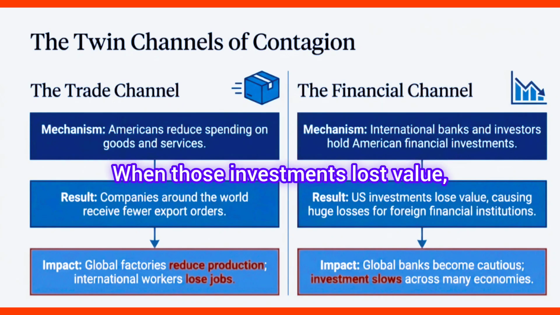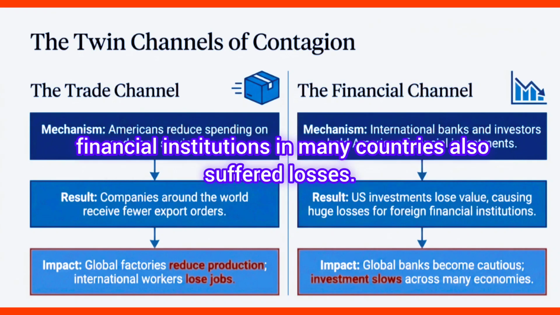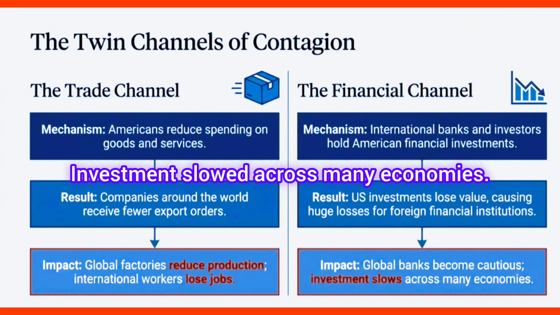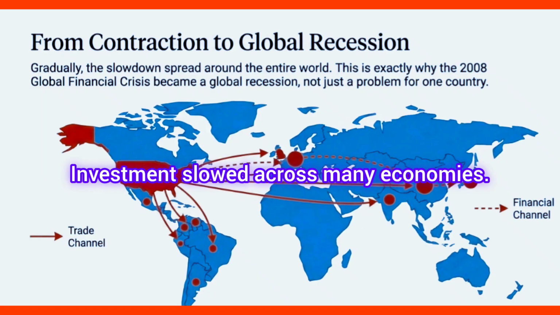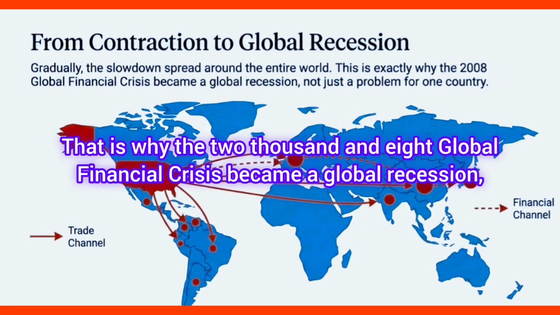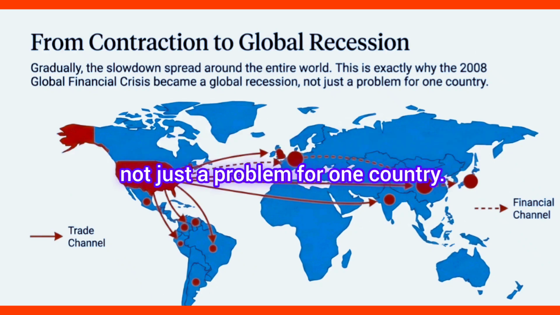When those investments lost value, financial institutions in many countries also suffered losses. To reduce risk, they also became more cautious about lending. Investment slowed across many economies. Gradually, the slowdown spread around the world. That is why the 2008 global financial crisis became a global recession, not just a problem for one country.